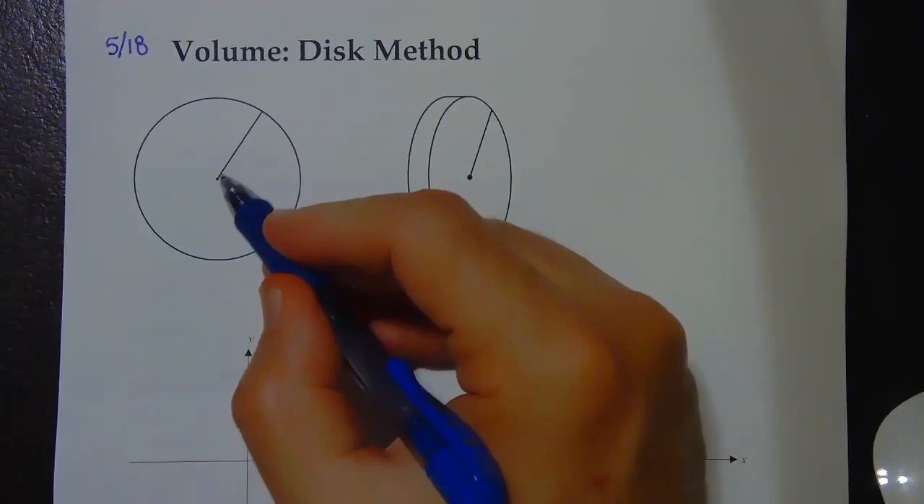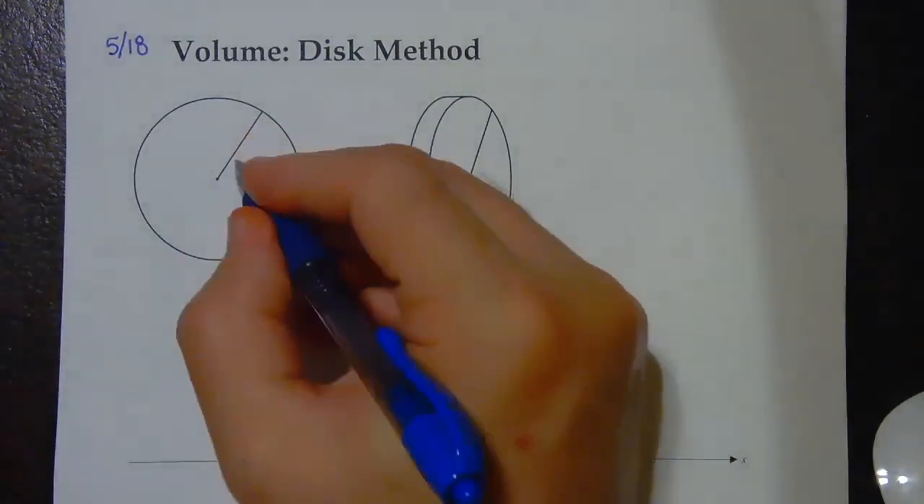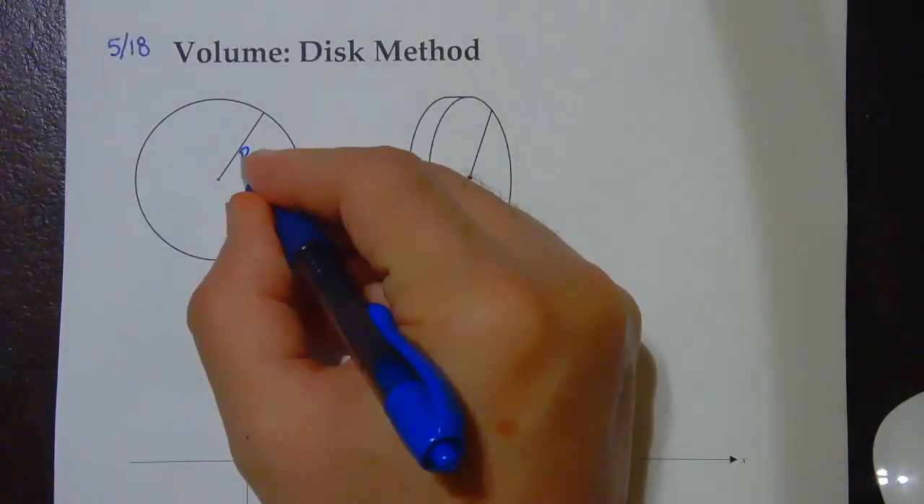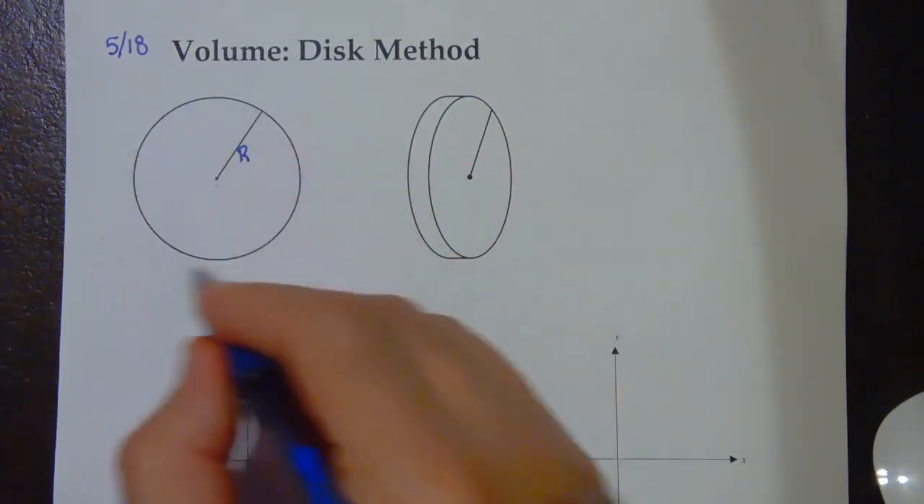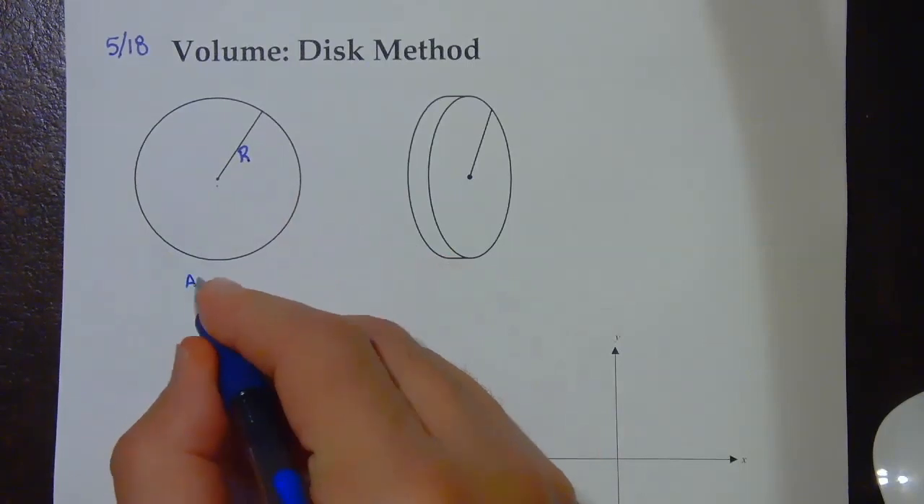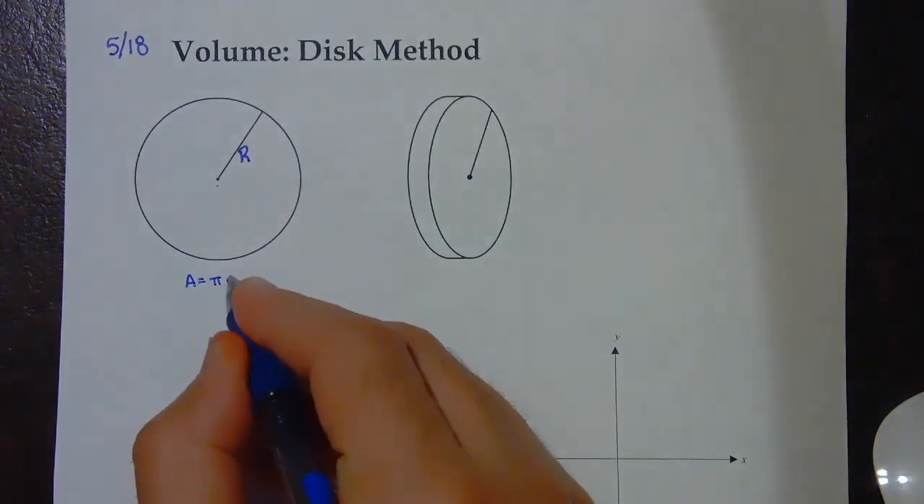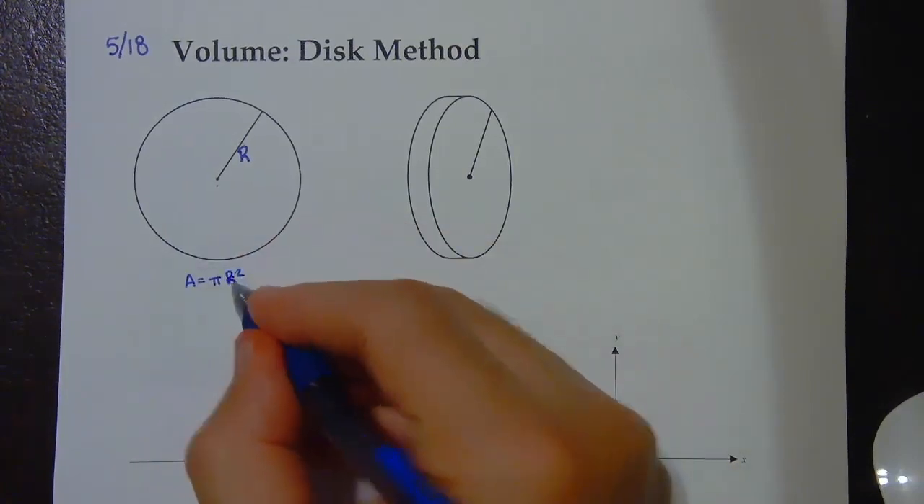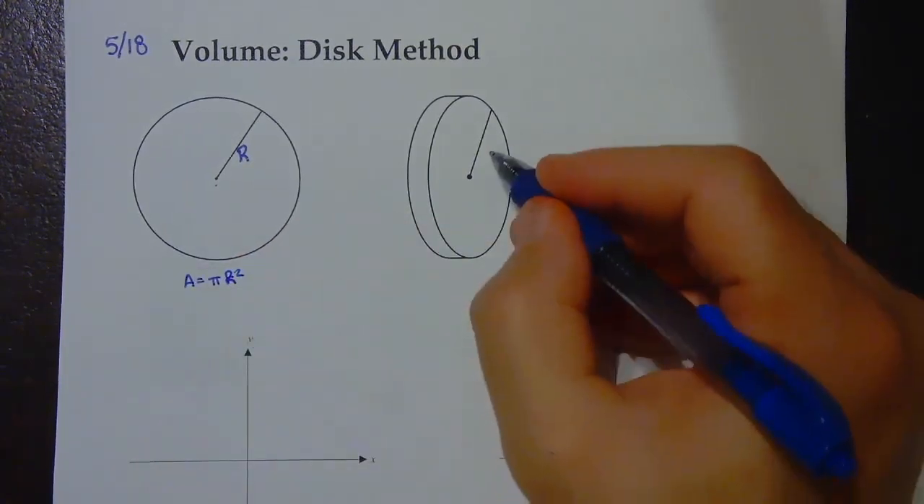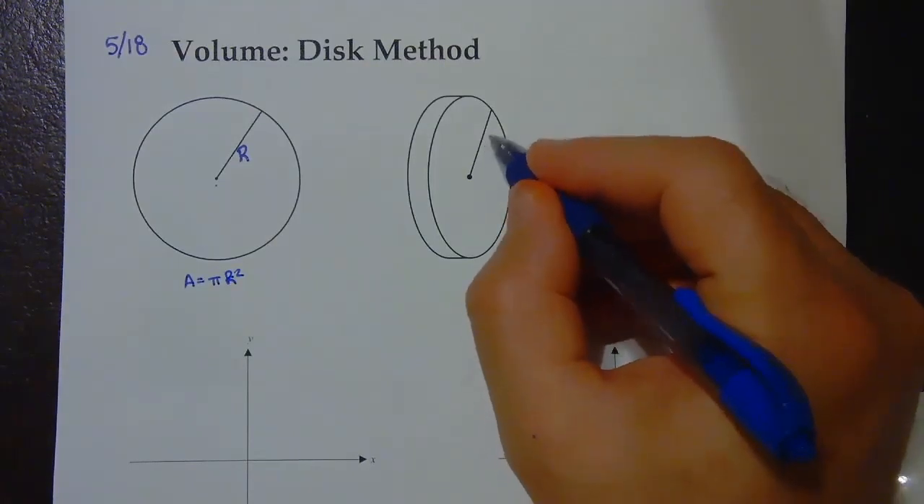So right here, this is a radius, and I'm going to call that, for right now, big R. And this is the center of my circle. So the area of this would equal pi r squared, or big R squared. So right here, that shows itself in the three-dimensional object.